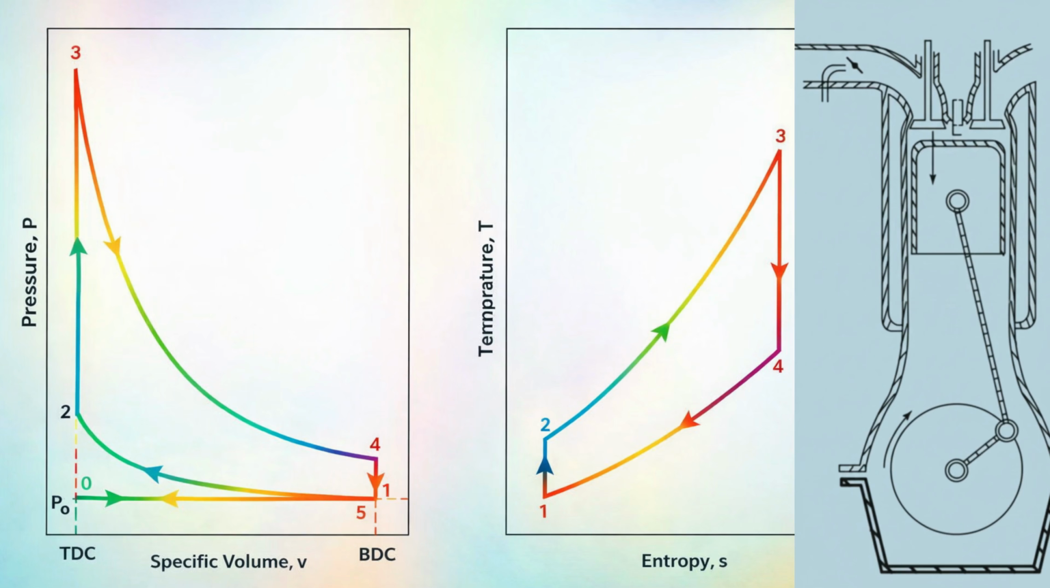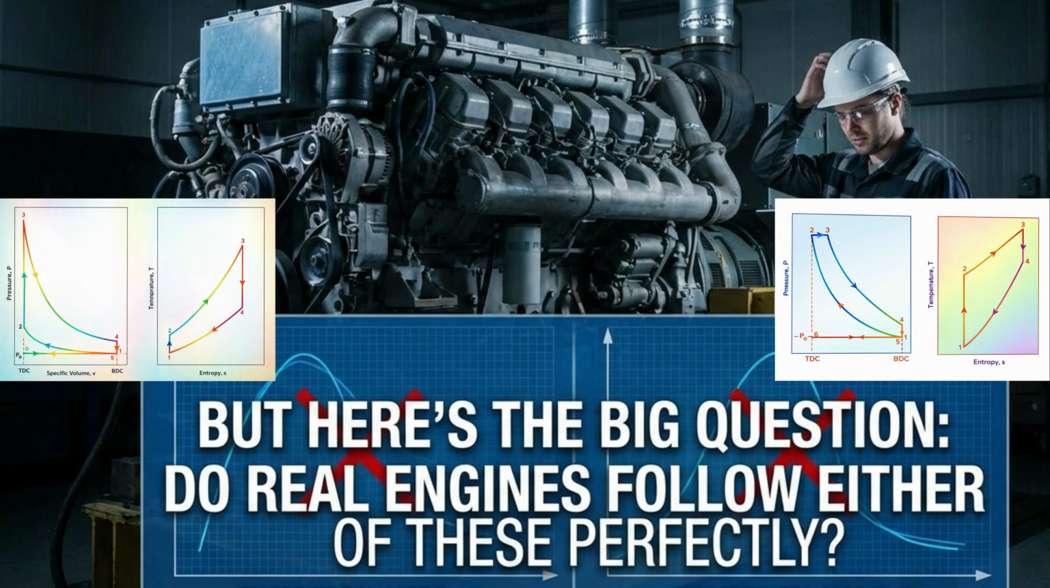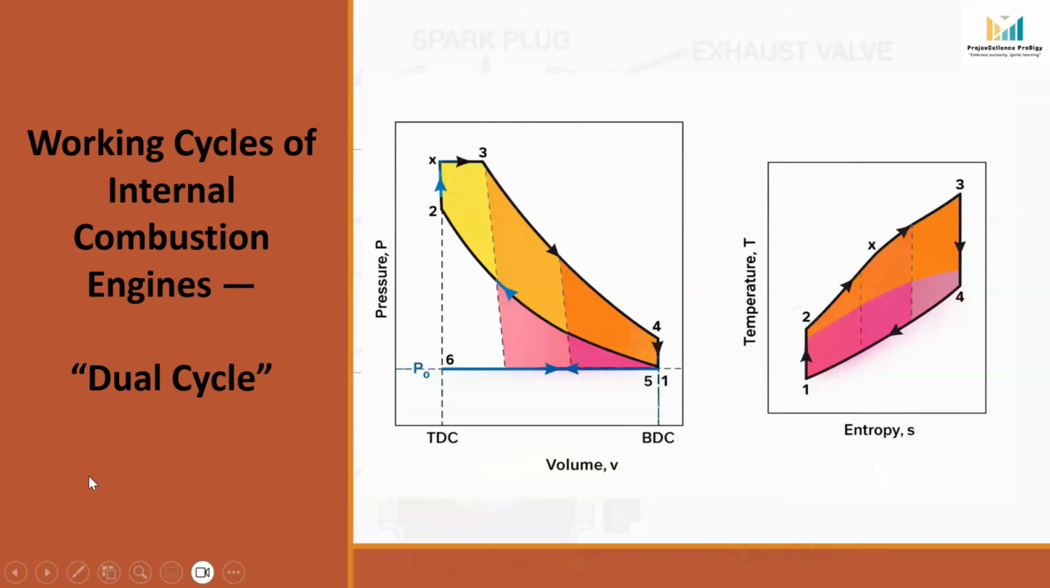So far, we have understood the Otto cycle, where heat is added at constant volume, and the diesel cycle, where heat is added at constant pressure. But here is the big question. Do real engines follow either of these perfectly? The answer is no. Real engines actually follow a combination of both, and that is called the dual cycle. In today's lesson, we will understand the working of the dual cycle and derive its thermal efficiency step by step. So let's get started.